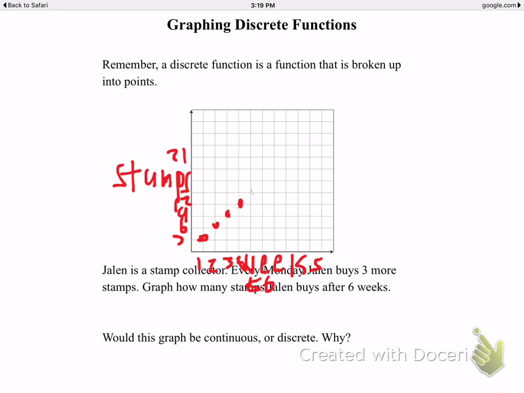Anyway, there should be a dot right there. And then on the 6th week, he's going to go up to 18 stamps. So as we see here, he's got 3, 6, 9, 12, 15, 18. So after 6 weeks, he's going to have 18 stamps. Now, would this be continuous or discrete? I already said discrete, because he is only buying in increments of 3 stamps. So he never has 4 or 5 stamps. That's why the line's not connected.